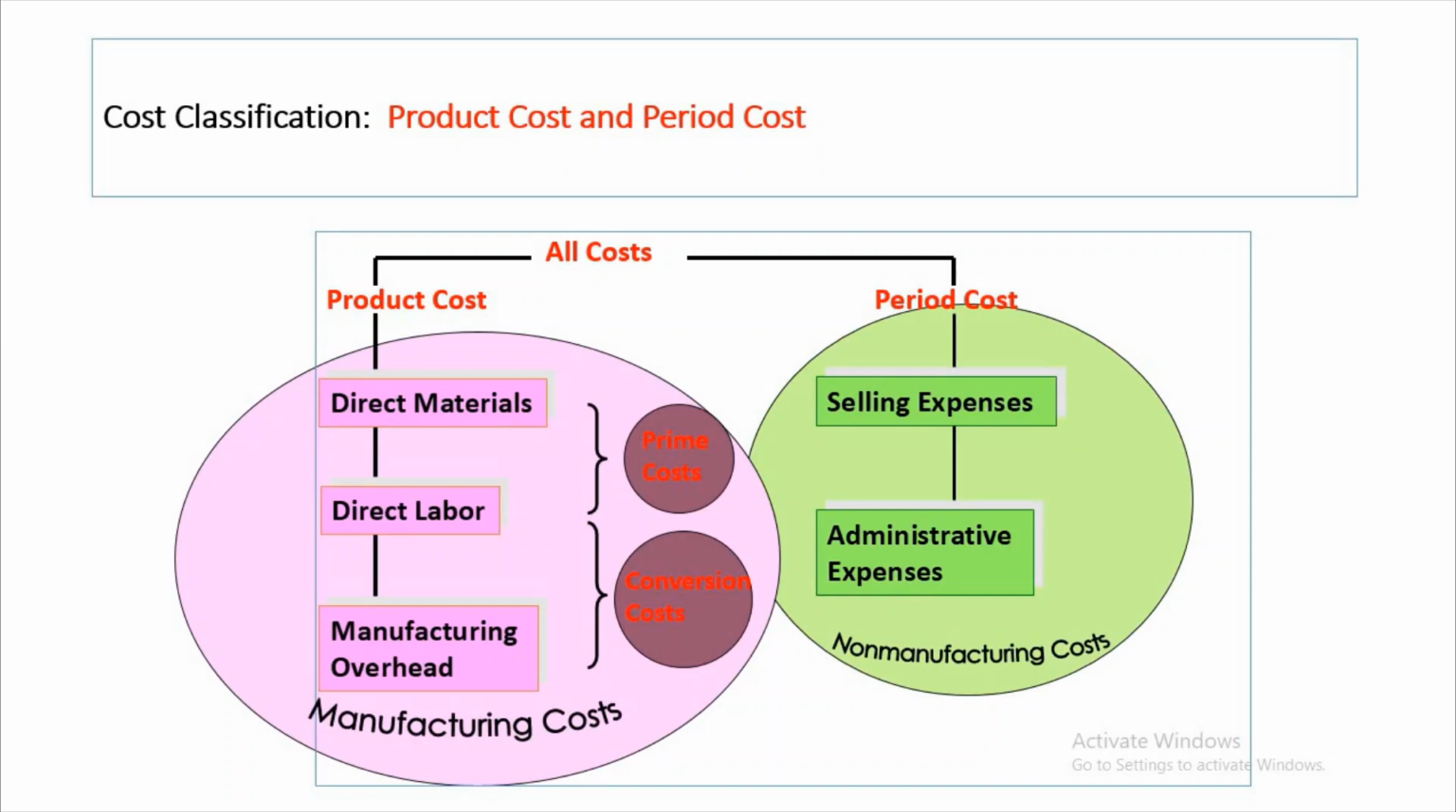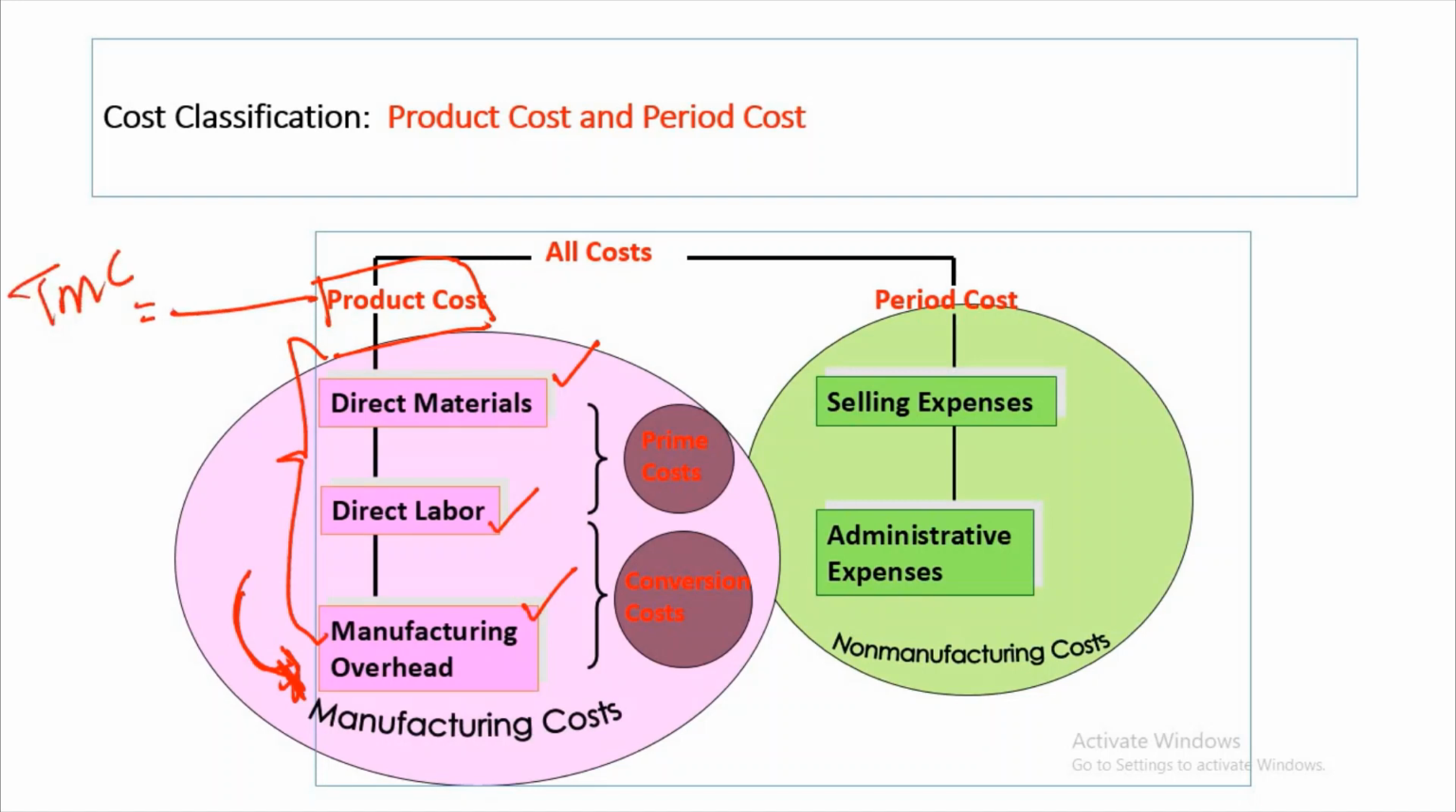So over here you have the direct material, direct labor, and the manufacturing overhead. The combination of all these three is what we call manufacturing costs. And these manufacturing costs are also called product costs. So product cost is actually the total manufacturing cost.